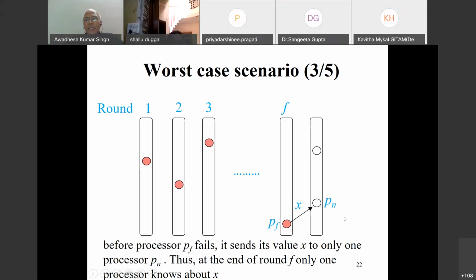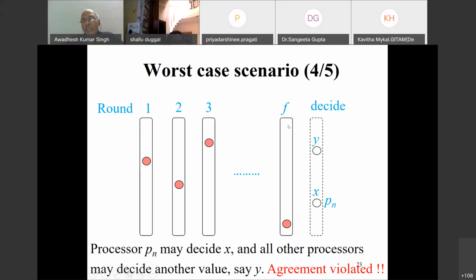Now it might so happen that PN may declare that B1 has the minimum balance because nobody else is aware of X. However, other processes do not have the balance of B1, so they may declare some other bank as having the minimum balance. So that's why if the decision is taken after F rounds, this decision could be wrong. In that case, agreement will be violated, because PN will declare that the minimum balance is with bank B1, while another process, say PI, may declare that it is with bank B2. So there will not be agreement, there will not be consensus.